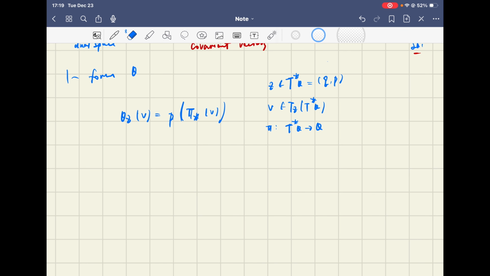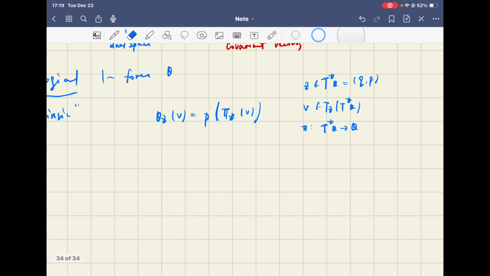Here's the definition. The 1-form is denoted as theta, and the definition may seem quite abstract, but I'm going to explain it in detail. First of all, since it's a 1-form, the 1-form acts on the tangent vectors of that space and spits out a real number. So first of all, we must define a tangent vector.